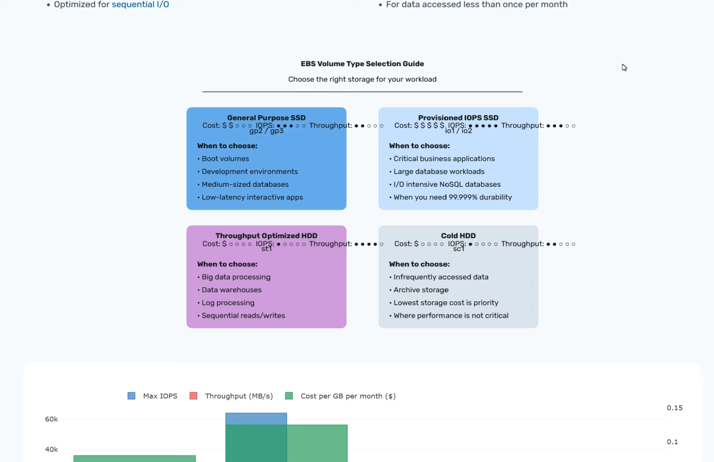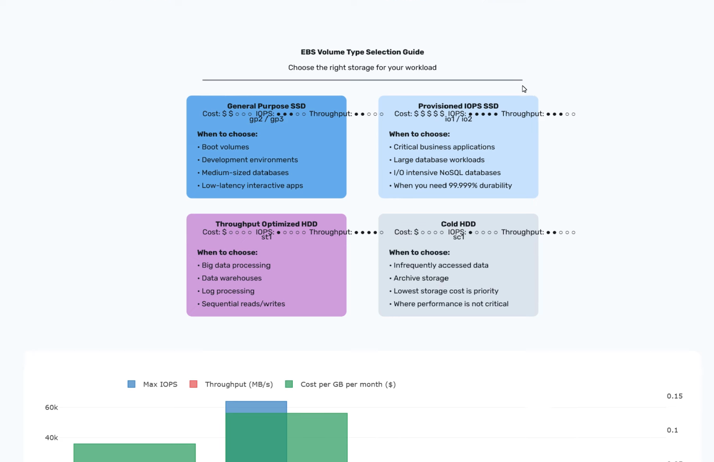And then the last one is cost is 1 out of 5, IOPS is 1 out of 5, throughput is 2 out of 5. Infrequent access data for archive storage. So lowest cost is a priority, right? Performance is not critical, right?